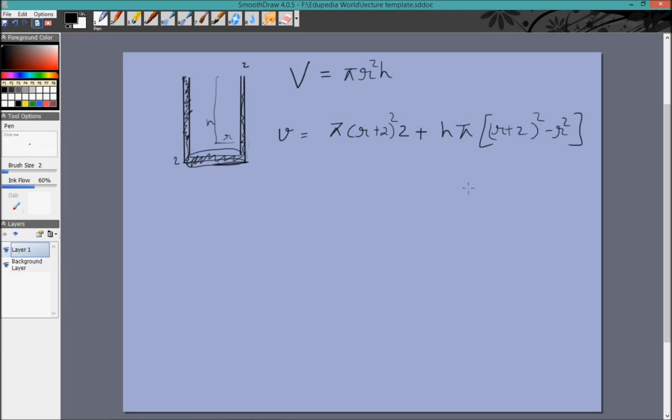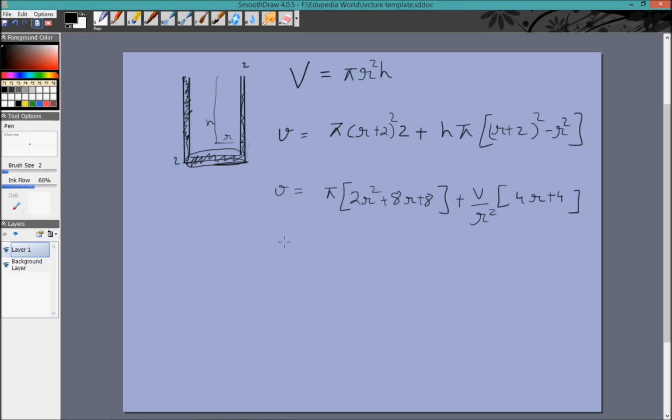We are given that this function is minimum when R is equal to 10, subject to this constraint. Right? Remember, this constraint is important. Otherwise, you could just decrease R to 0 and it would be minimum. But that's not what we want. So we can replace H by V because V is a constant whereas H is not a constant. So we get small v equals pi times, this will become 2R squared plus 8R plus 8, plus H pi will be V by R squared. So V by R squared times, this will become 4R plus 4.